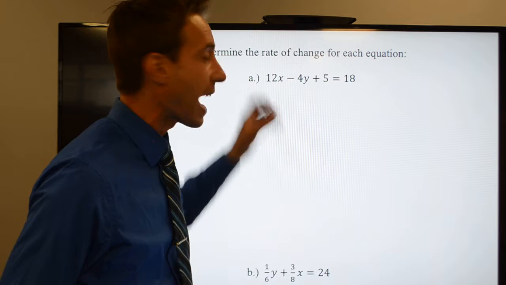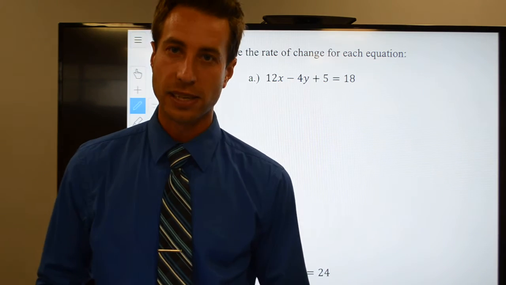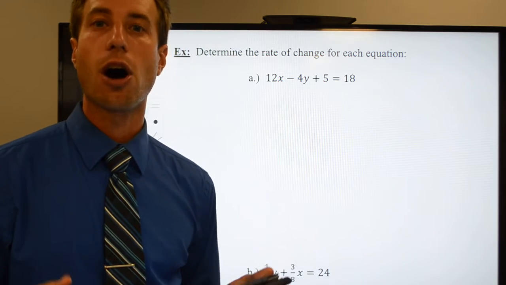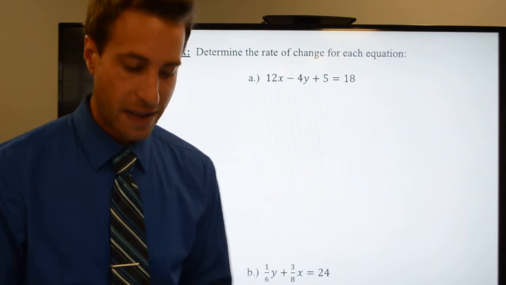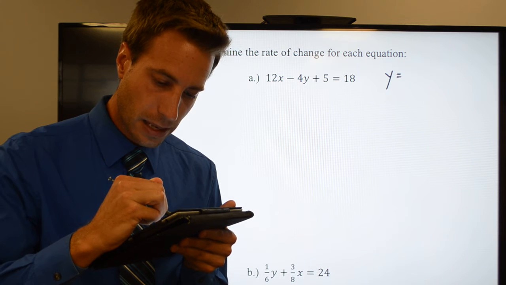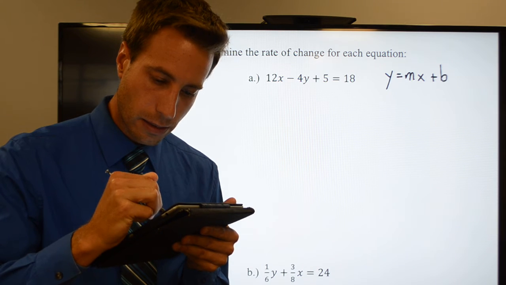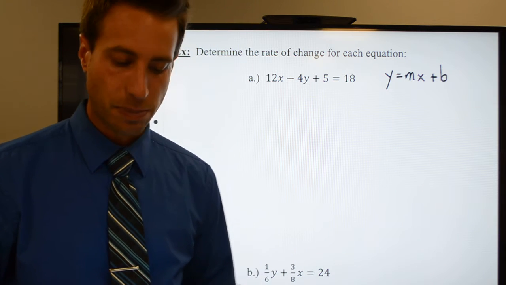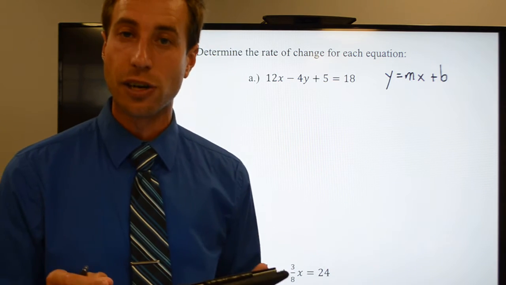What I've done is I've actually given you an equation, and I want you to find the slope of this guy. Well, we've already talked about the slope-intercept form of a line. If you recall, it is y equals mx plus b. This is the slope-intercept form for the equation of a linear function.